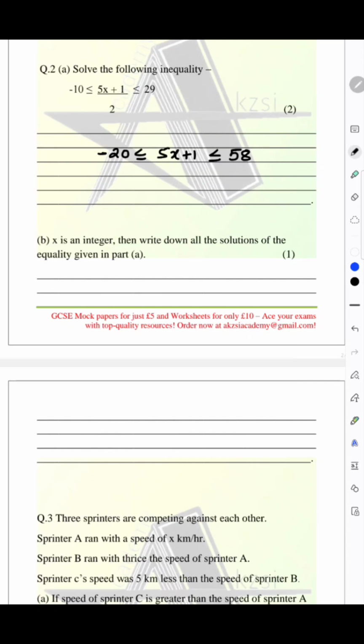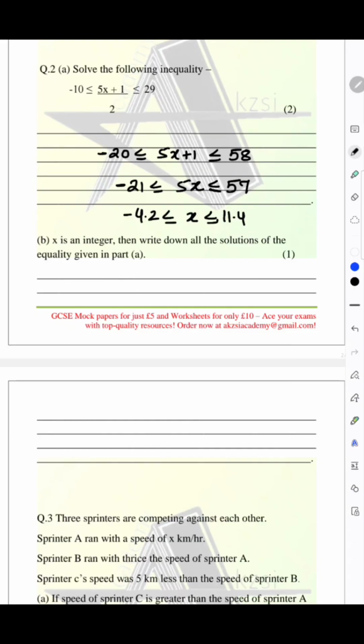Now subtract 1 from all the sides, so that will give me minus 21, 5x, and that will give me 57. Now divide all the sides by 5. We'll get minus 21 over 5, which is minus 4.2, x, and 57 over 5 will give you 11.4.